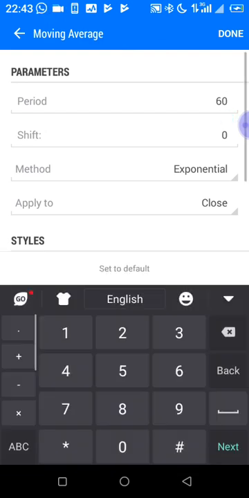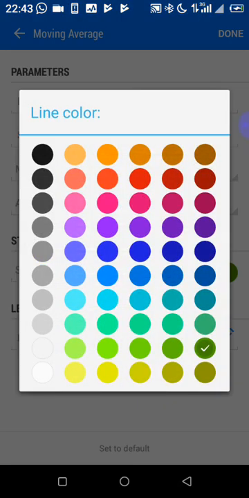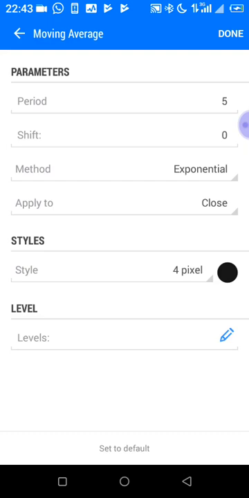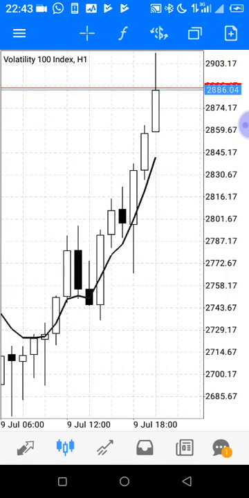The first moving average we're going to add is the EMA 5, the exponential moving average with period 5, and the method should say exponential, apply to close. The color should be black. Take note of these colors because I'm going to refer to them later in the video. Click done. As you can see, we now have our EMA 5.